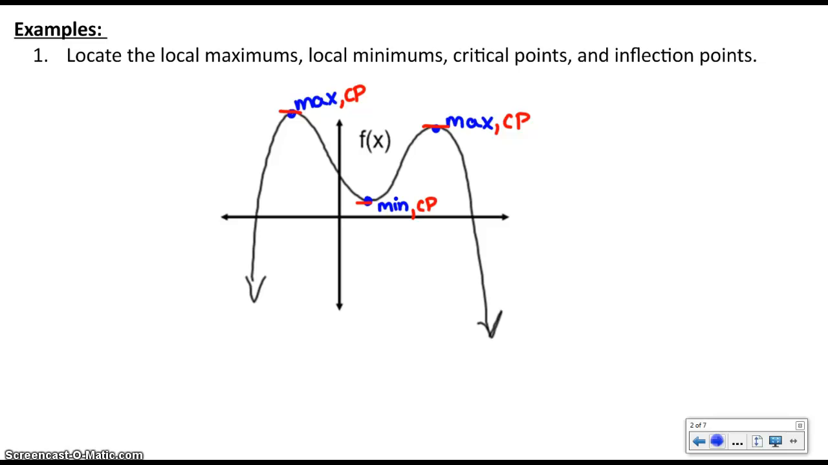And then to find inflection points, you want to estimate where does the concavity change. So the graph starts out concave down, and then somewhere roughly right about here, it now changes to concave up. So that would be an inflection point. And then it stays concave up, till about here. And again, it switches to concave down, so that's another inflection point. And then the graph stays concave down, so there's only two inflection points.